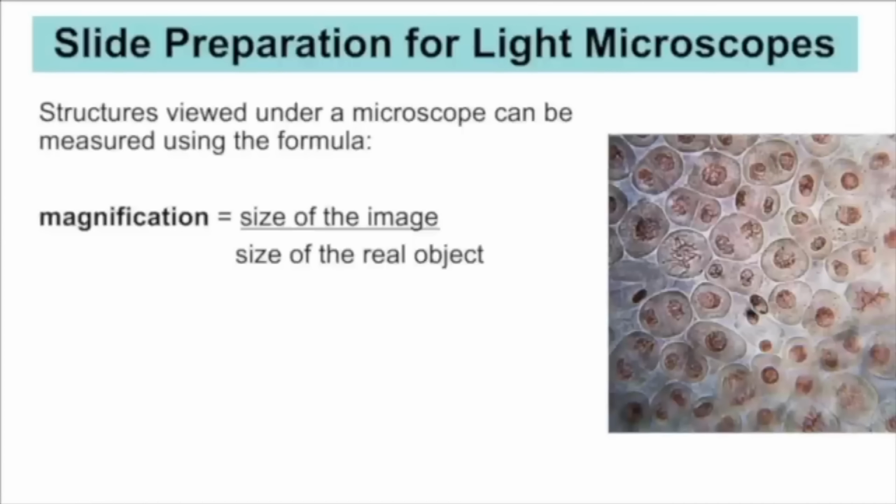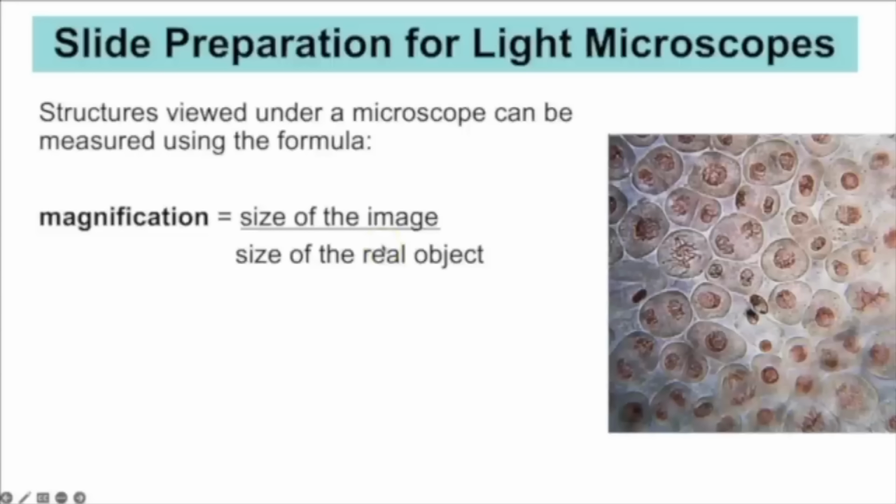Something else that you can do in terms of calculations with the light microscopes, but even with electron microscopes as well, is the magnification calculation. So you need to know that to work out the magnification, it's the size of the image divided by the size of the real object. And you might have to rearrange that formula to work out one of the other components of this equation.